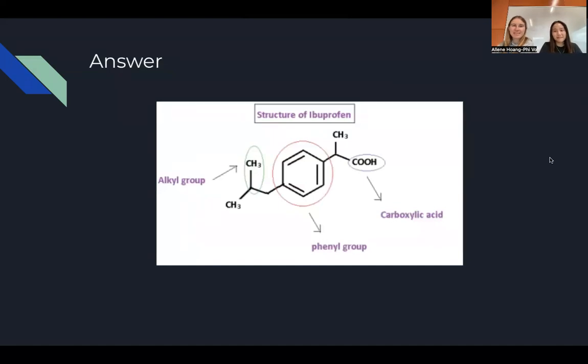And here's the answer to that question. There is an alkyl group on that side, a phenyl group in the middle, and a carboxylic acid.